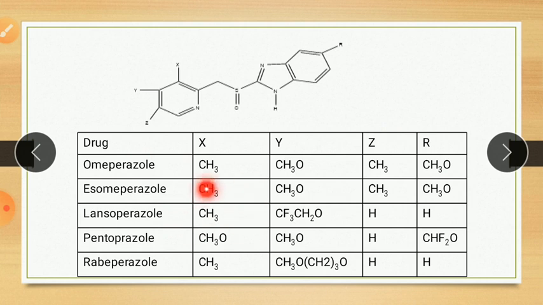Lansoprazole: X equals methyl, Y equals CF3CH2O, Z equals hydrogen, R equals hydrogen. In case of pantoprazole, X equals methoxy, Y equals methoxy group, Z equals hydrogen, R equals CHF2O. Then rabeprazole: X equals CH3, Y equals CH3O(CH2)3O, Z and R equal to hydrogen. So these are the various proton pump inhibitors based on the substituents X, Y, Z and R.